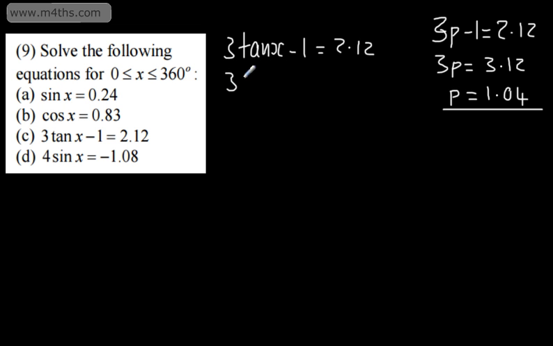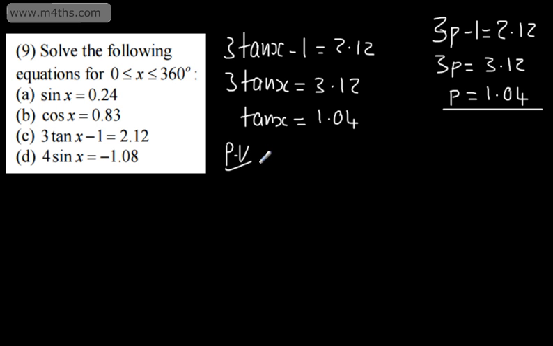So what we've got then is 3 tan x minus 1 is equal to 2.12. Adding 1 to both sides, 3 tan x is equal to 3.12. And then tan x, dividing both sides by 3, is 1.04. Remember, sine and cosine can be between negative and positive 1. Tan can have any value. So perfectly fine.